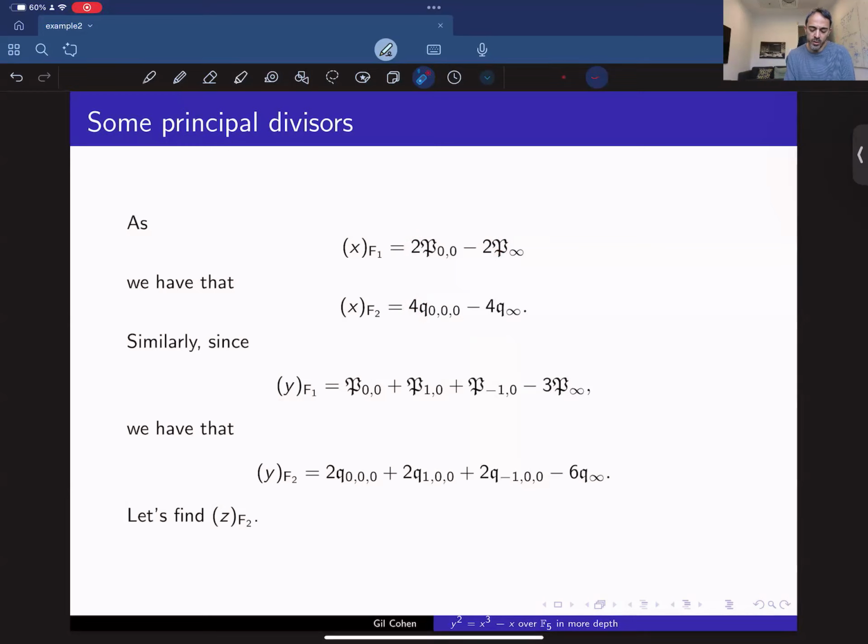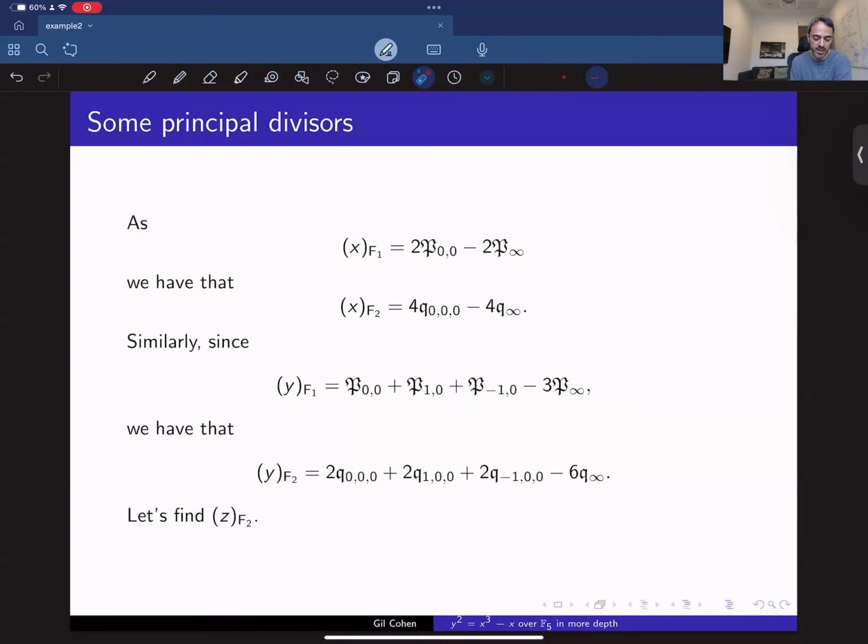And similarly for Y, right? We know that the principal divisor of Y in F1 is this thing. We already talked about that. So these are its 3 distinct zeros, and it has a pole of order 3 at infinity. And therefore, as an element in F2, Y is going to have, for each of the prime divisors above those, a coefficient multiplied by the ramification index, and the ramification was always 2, so everything is multiplied by 2. And the question is, what can we say about Z?